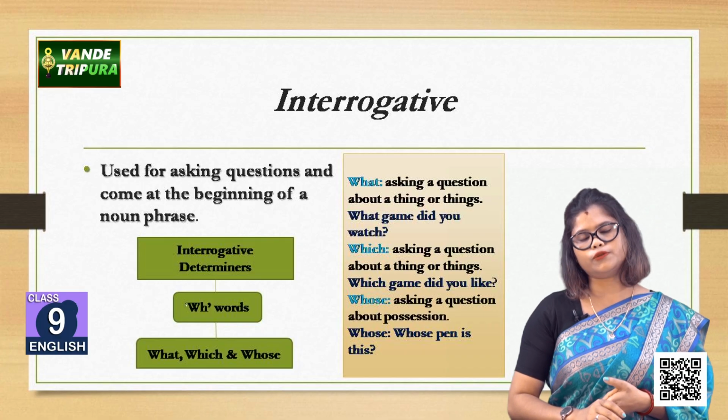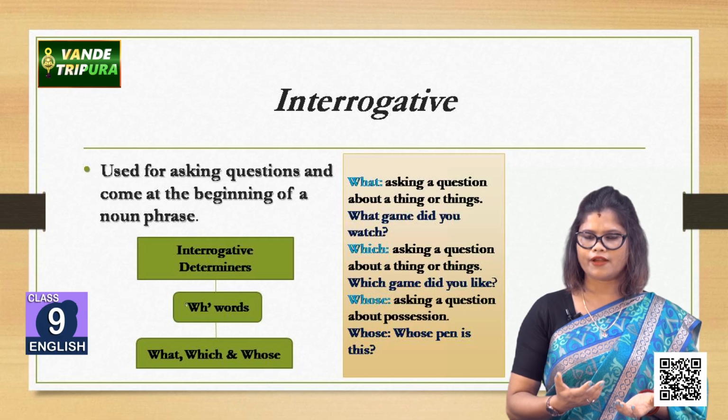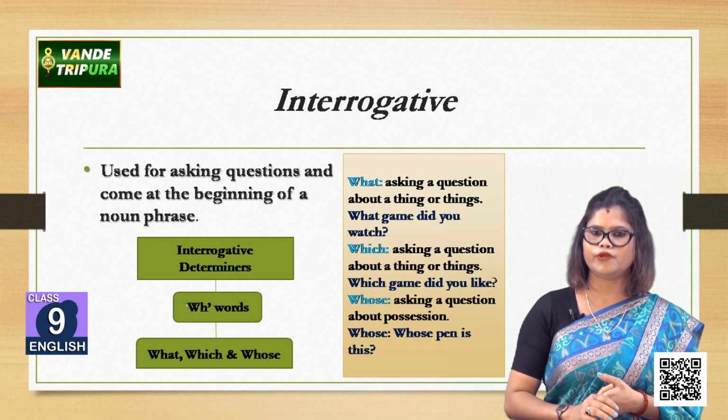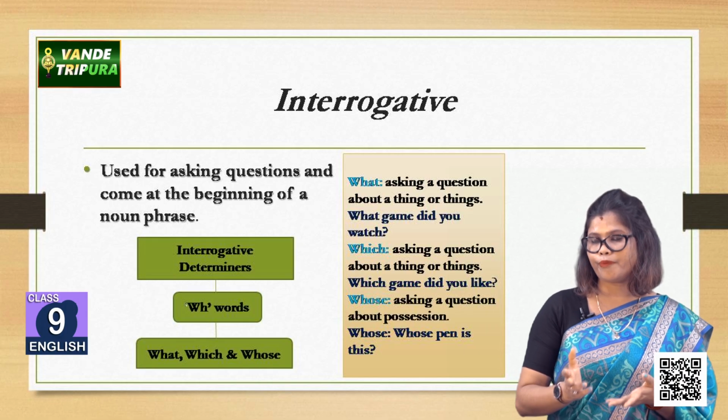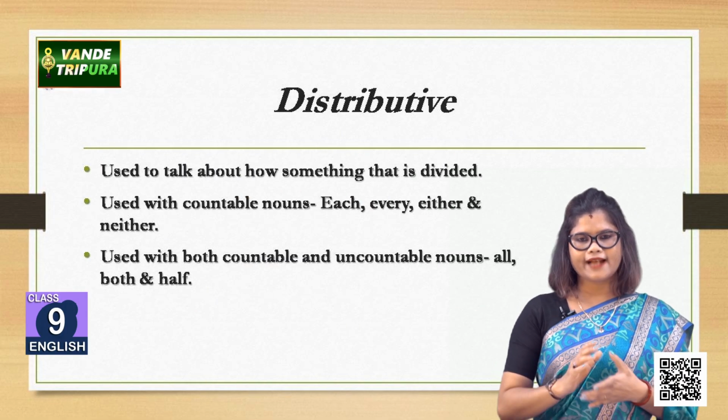And whose pen is this? So whose pen is it? Whose identifies the owner here, so it is the interrogative determiner, because it is a WH word and it is placed before the noun pen. Whose pen is this? Okay, clear? So next comes the distributives.